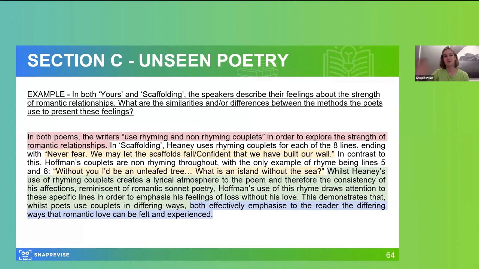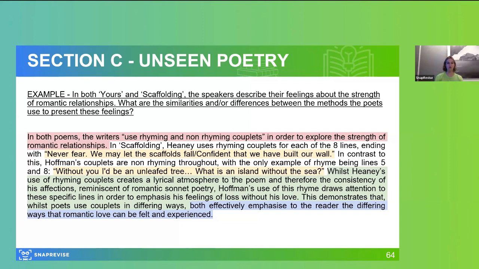So this is an example essay, and as you can see, this is using PEA, and then there's like a little L, PEAL, there's a little L linking it back to the question as well. So in this question, in both Mirror and Scaffolding, speakers describe their feelings about the strength of romantic relationships. What are the similarities and or differences between the methods the poets use to present these feelings? So I make my point.